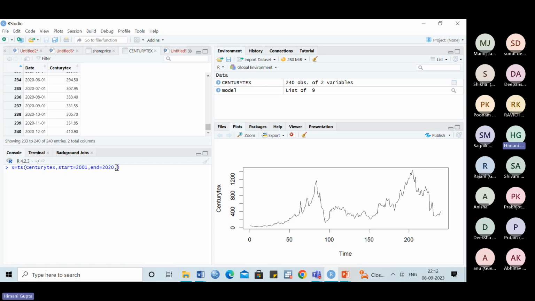So now I will give the instruction whether my data is quarterly, monthly, or annual, what kind of data it is. I'll give frequency, that is, how frequently my data is moving. So frequency is equal to 12 because my data is monthly data. Frequency means how many times it appears in the year. If it is yearly data, I'll take 1. If it is quarterly data, I'll take 4. If it is monthly data, I'll take 12.